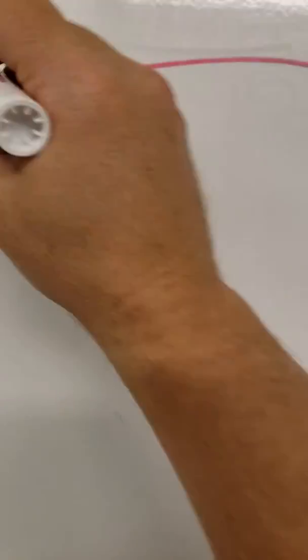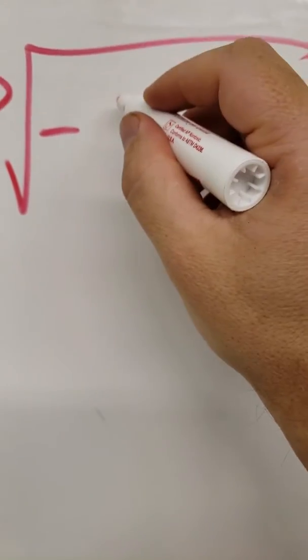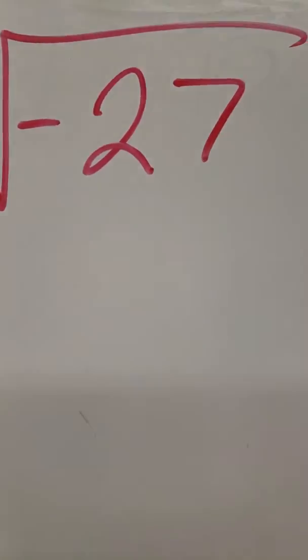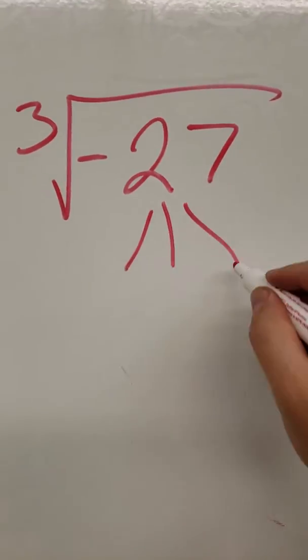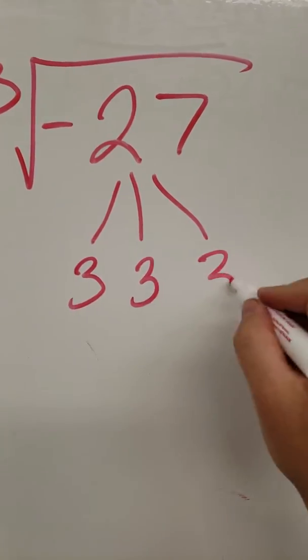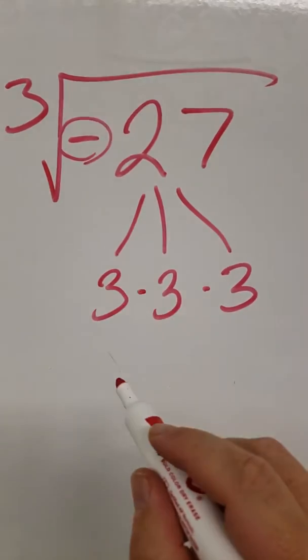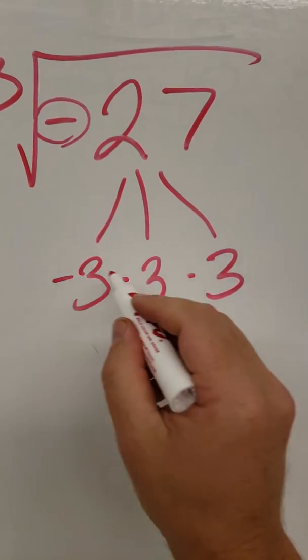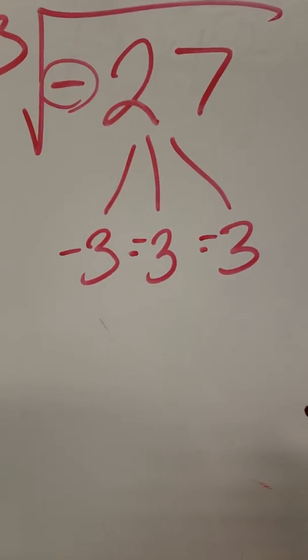Now, one cool thing about cube roots is that they can handle negative numbers. So the cube root of negative 27. Again, I need the matching number that multiplies to make 27, and that's 3. But I have to account for the negative sign. If I have an odd number of negatives multiplying with each other, the answer is always negative.